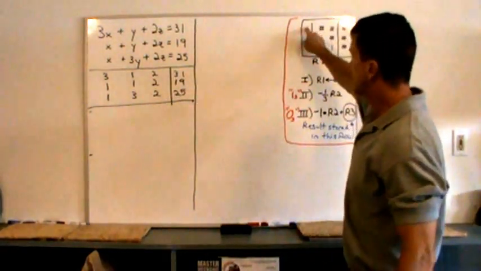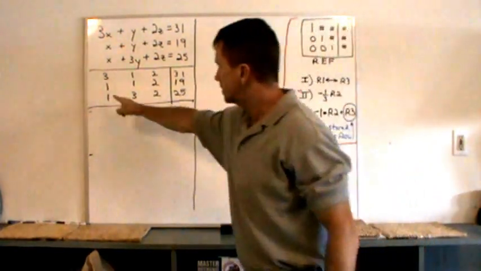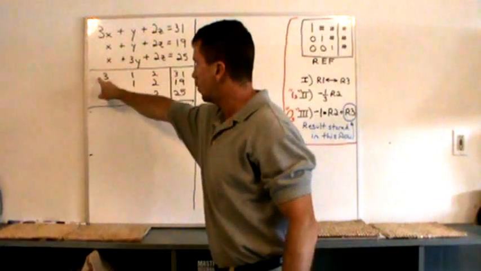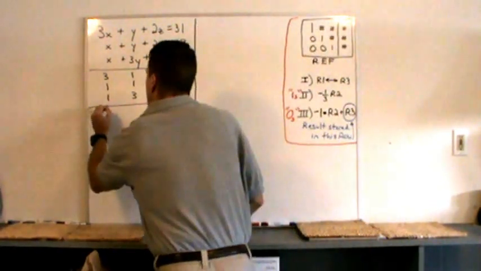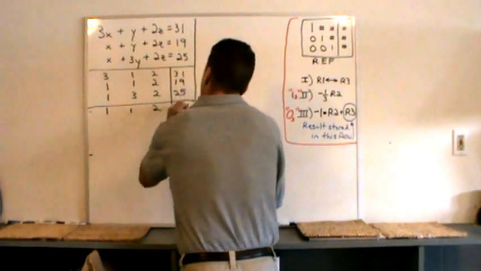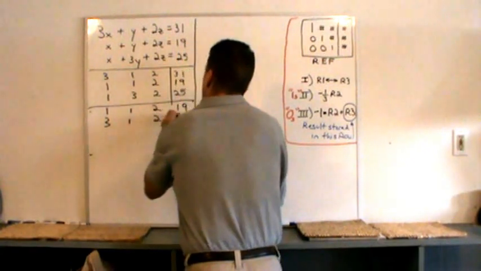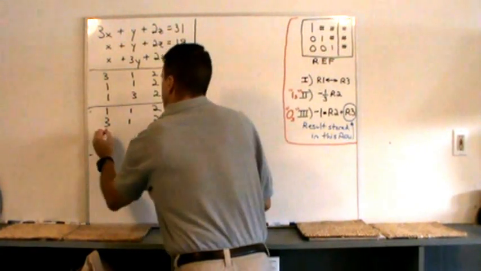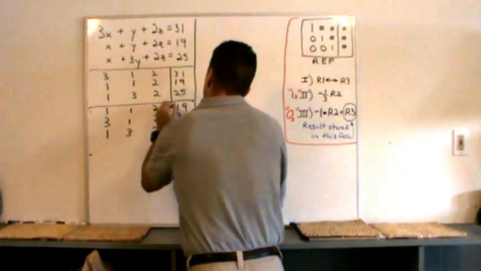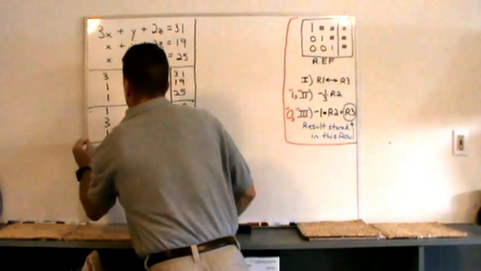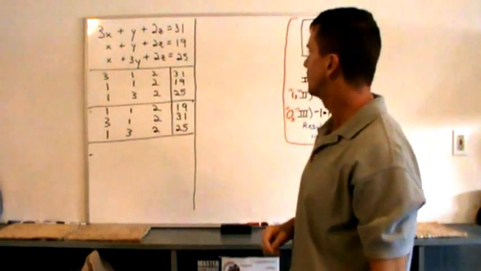But if I want a 1 to be in this top left corner, I could switch rows, correct? I could switch row 1 with row 3 or row 1 with row 2. Well, I'll switch row 1 and 2. So this becomes 1, 1, 2, 19, and the second row is 3, 1, 2, 31. And then I'll leave row 3 as is. Alright, there we go. We'll double check. Yeah, we just switched around row 1 and row 2.